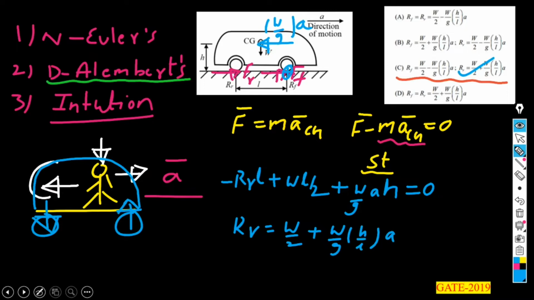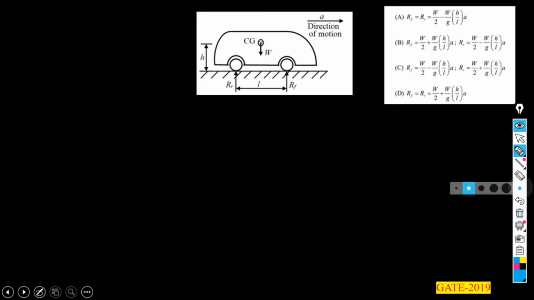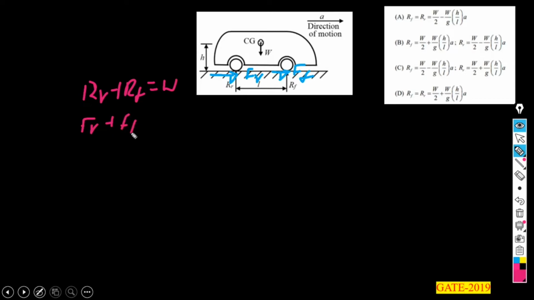Let's check the same thing according to Newton-Euler's equation. Let again this be Fr and this be Ff. Then Rr plus Rf is equal to W, and Fr plus Ff is equal to mass times the acceleration, which is equal to W by g into a. Let this be equation number 1, and this be equation number 2.